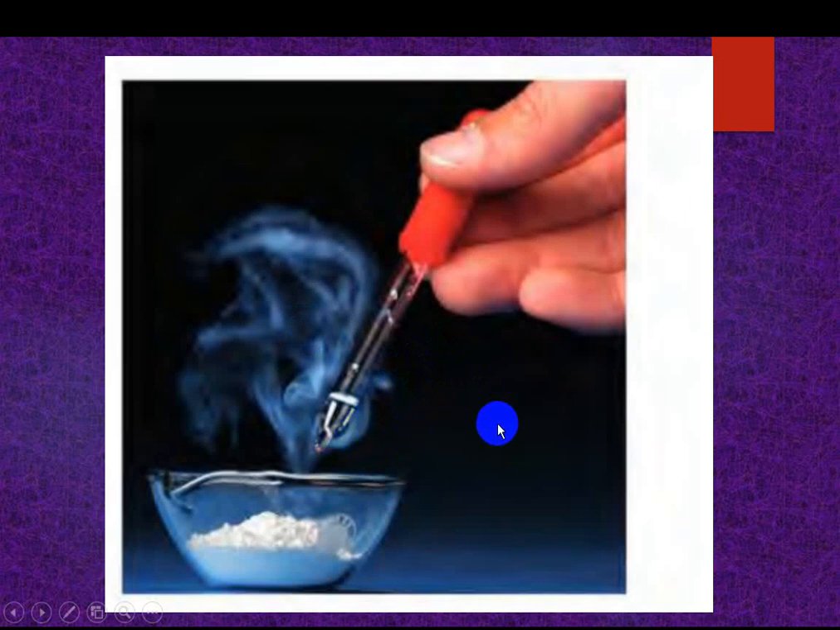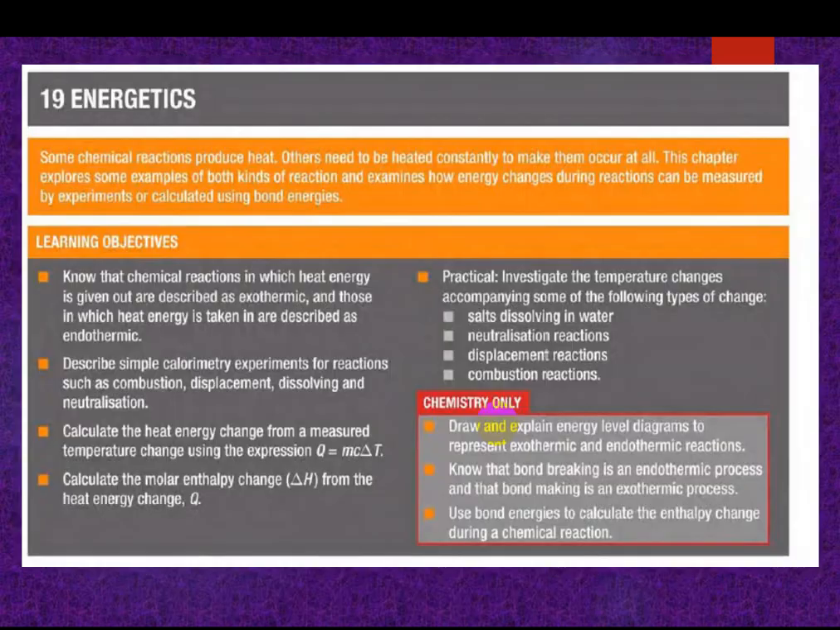So depending on whether heat energy is released to the surrounding or gained from the surrounding, reactions are of two types. One is exothermic reaction, another is endothermic reaction. Today's topic is energetics. We learn that chemical reactions in which heat energy is given out are described as exothermic reactions, and those in which heat energy is taken in are described as endothermic reactions. Then we learn some examples of exothermic and endothermic reactions.